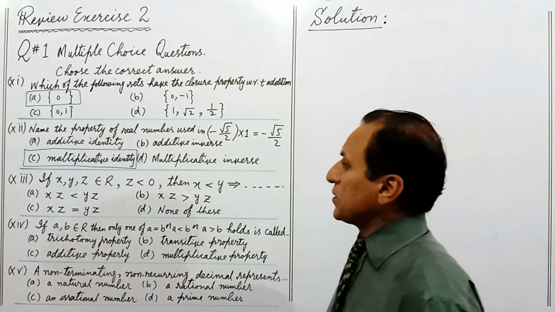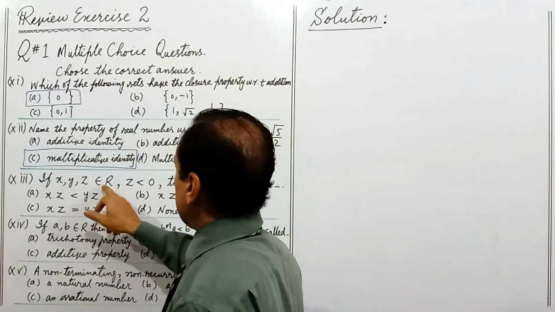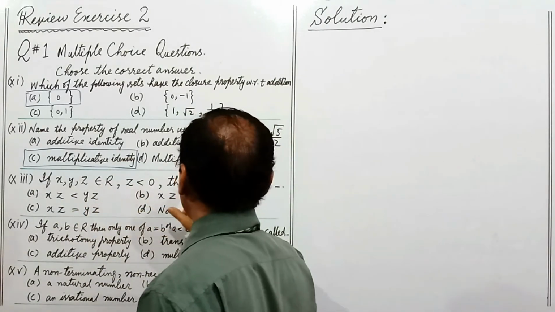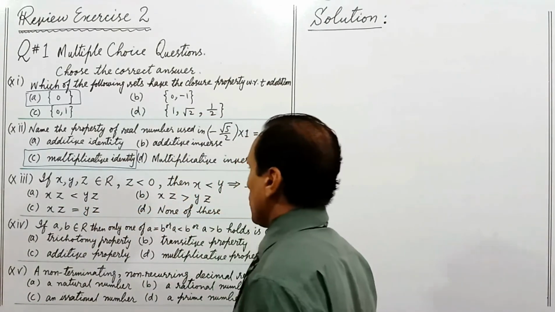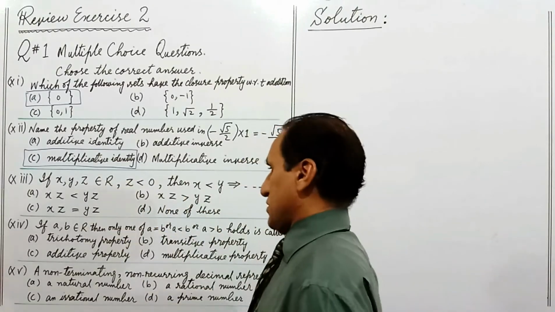We move to point number 13. If x, y, z belong to R, z is less than 0, then x is less than y. We have to find out which is the right option.